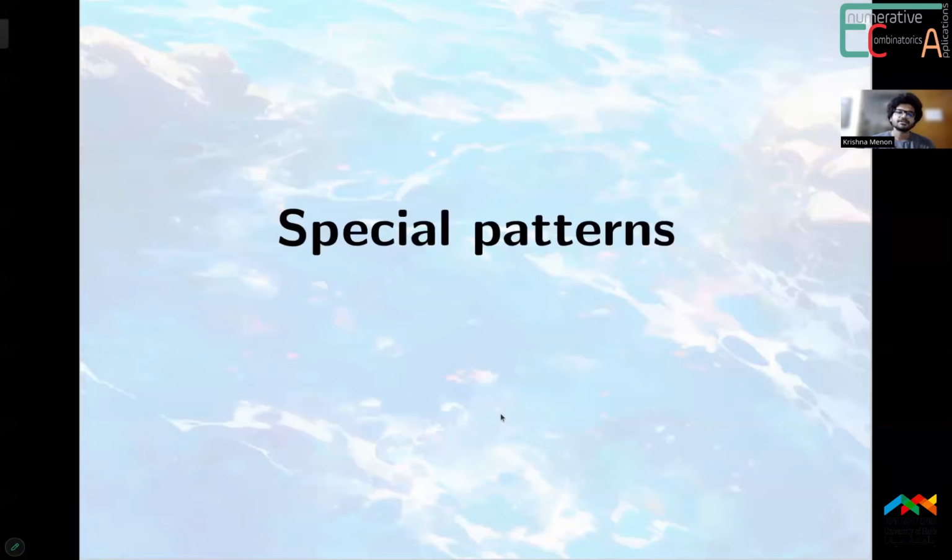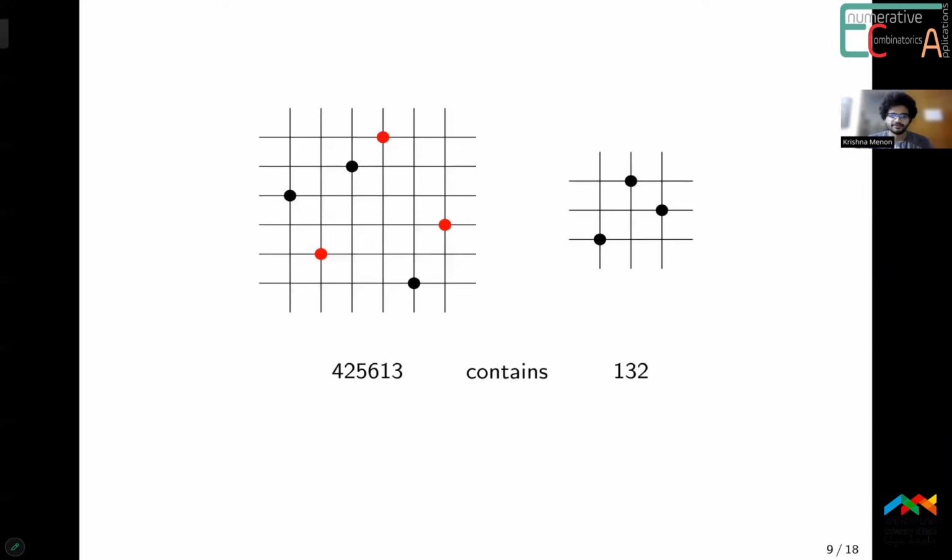Okay, so the first thing that we noticed in this project was that there are certain patterns that play a special role in this context. So before going into that, I'll make a quick definition that probably a lot of you are familiar with, which is patterns in permutations. So to define them, I'm going to represent permutations using these grid diagrams. And this is the common way you do it.